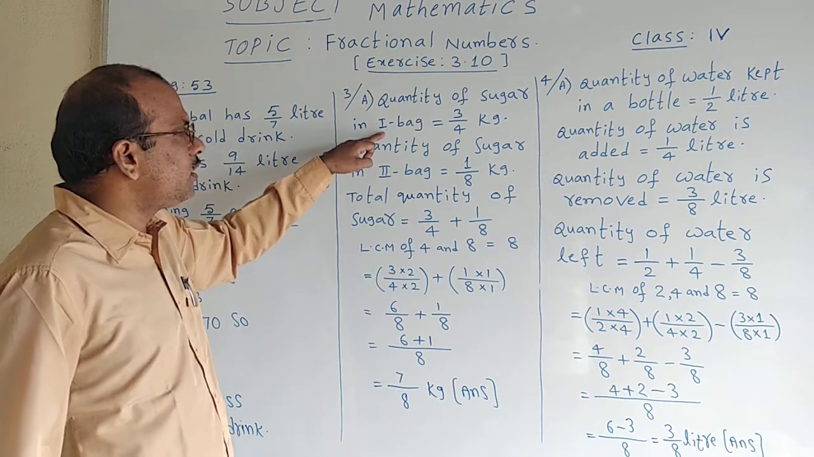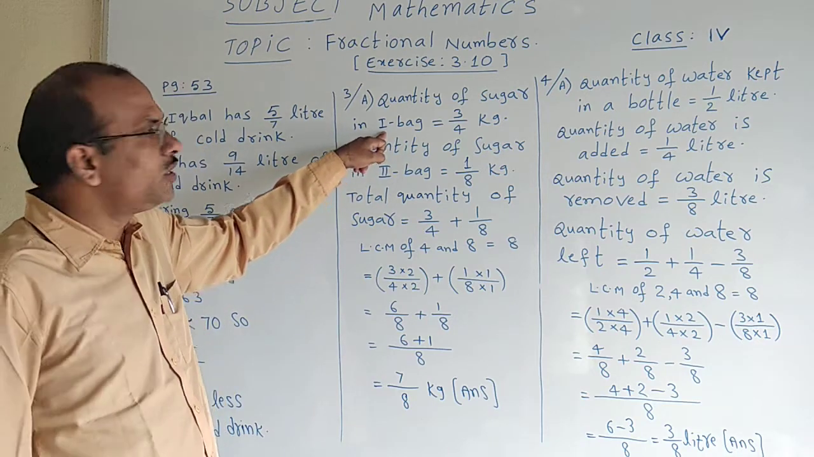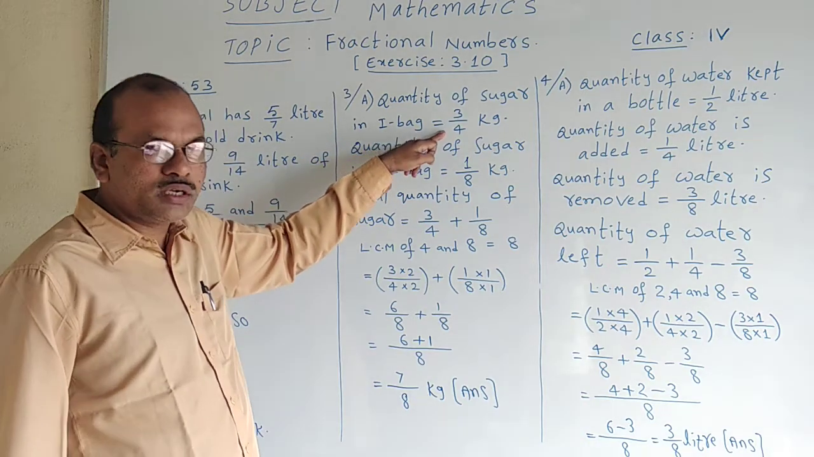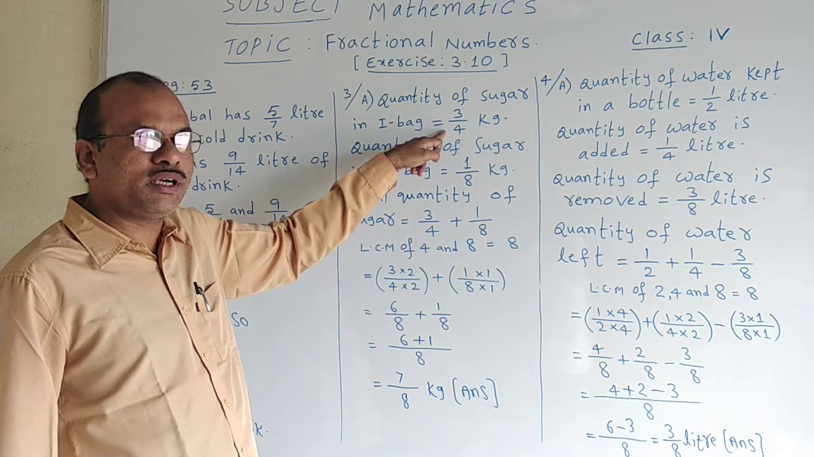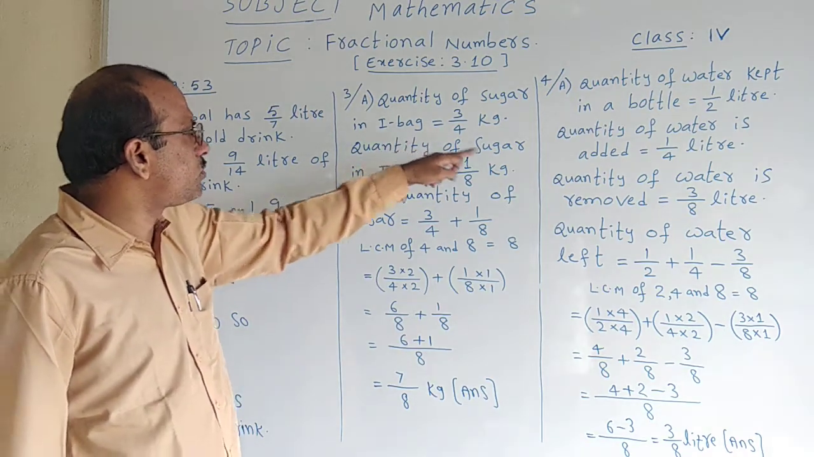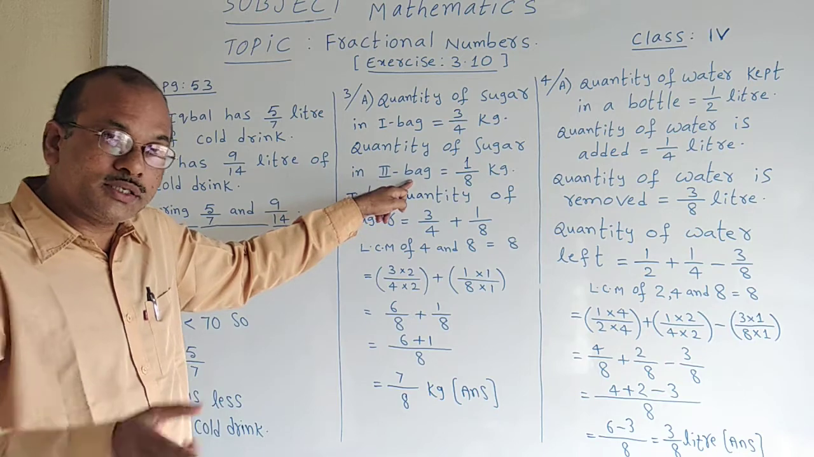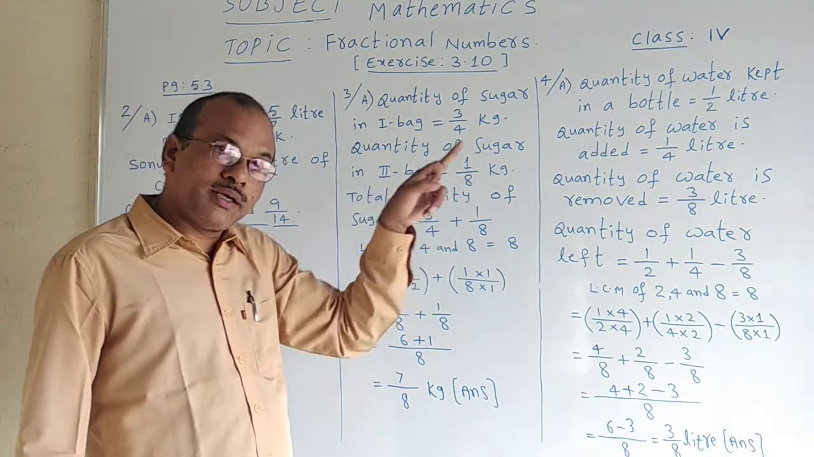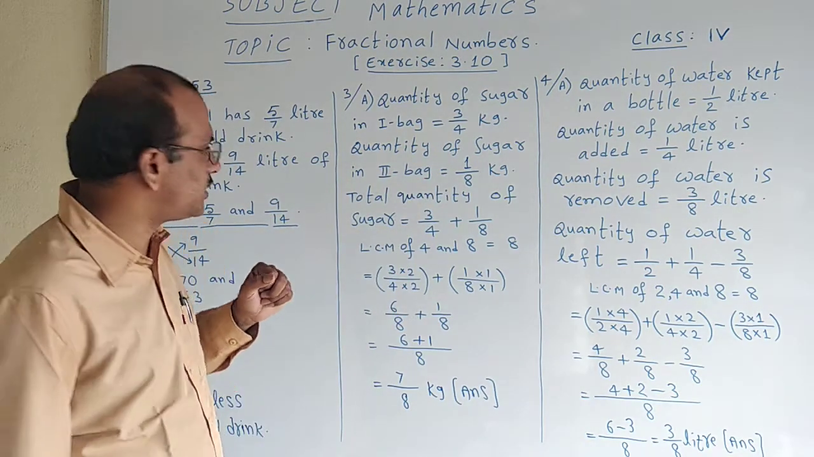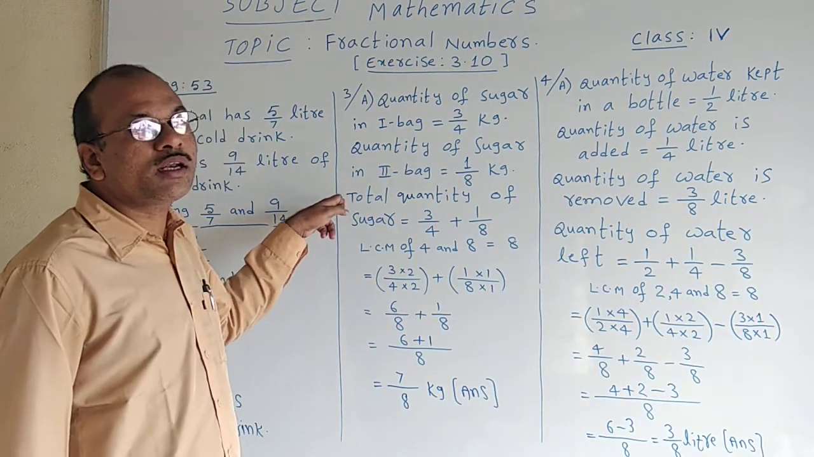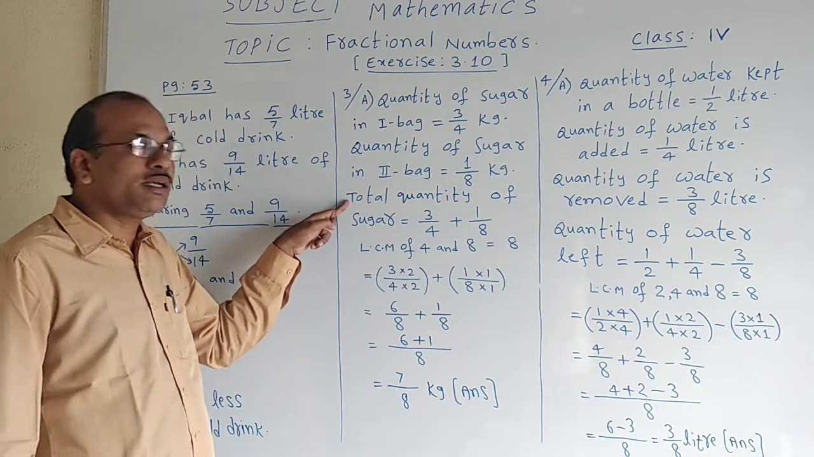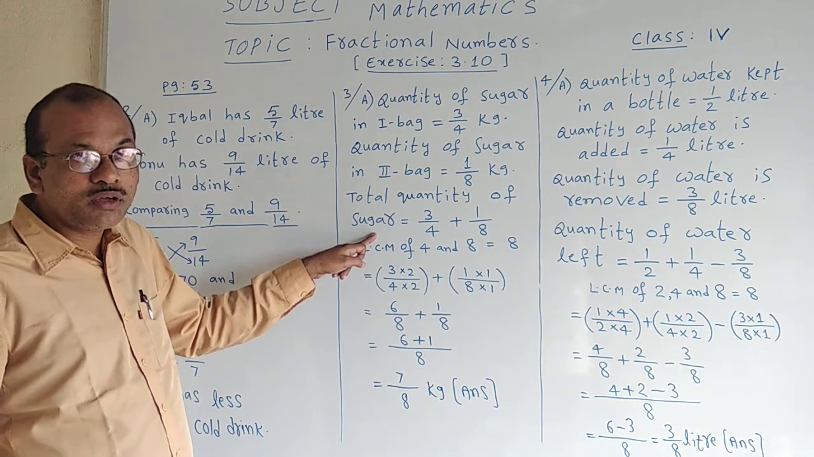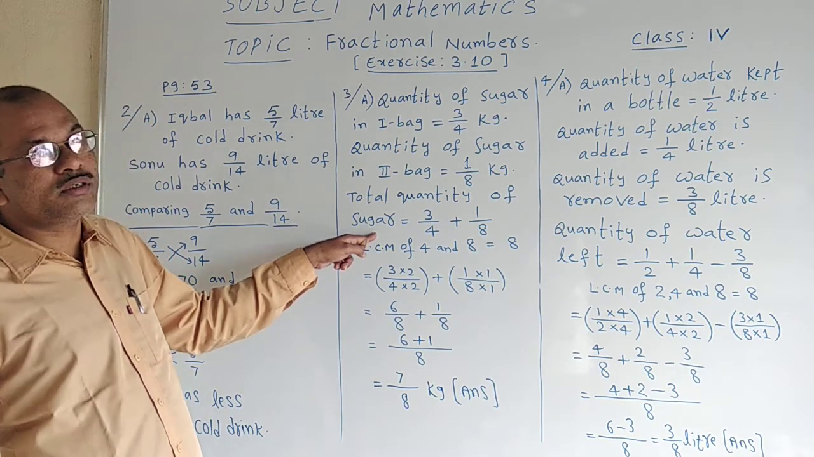Quantity of sugar in the first bag. There are two bags, we said. In the first bag, 3/4 kg of sugar is there. Then quantity of sugar in the second bag. There is a second bag also in the given question. Quantity of sugar in the second bag is 1/8 kg. Finally they asked the total quantity of sugar. Total means addition only, no? Or subtraction? Total means addition.